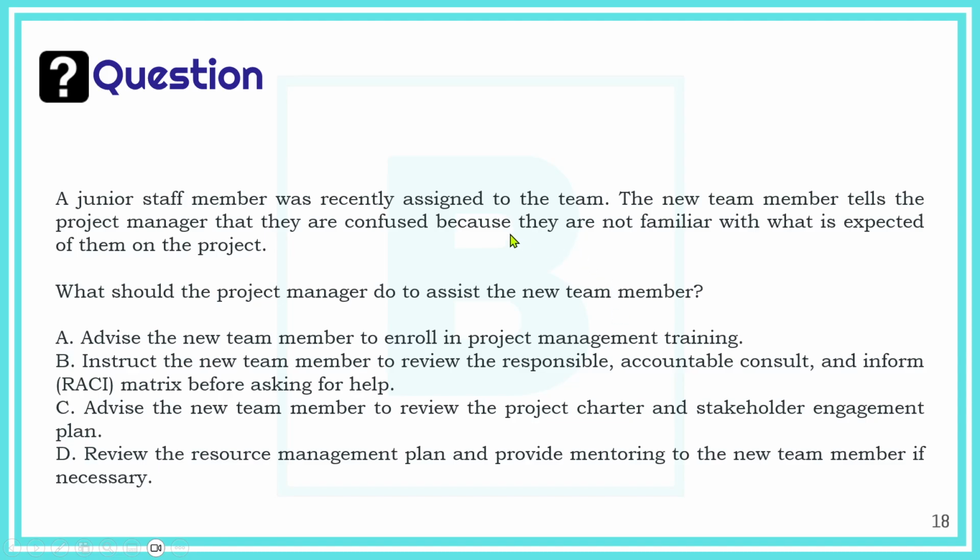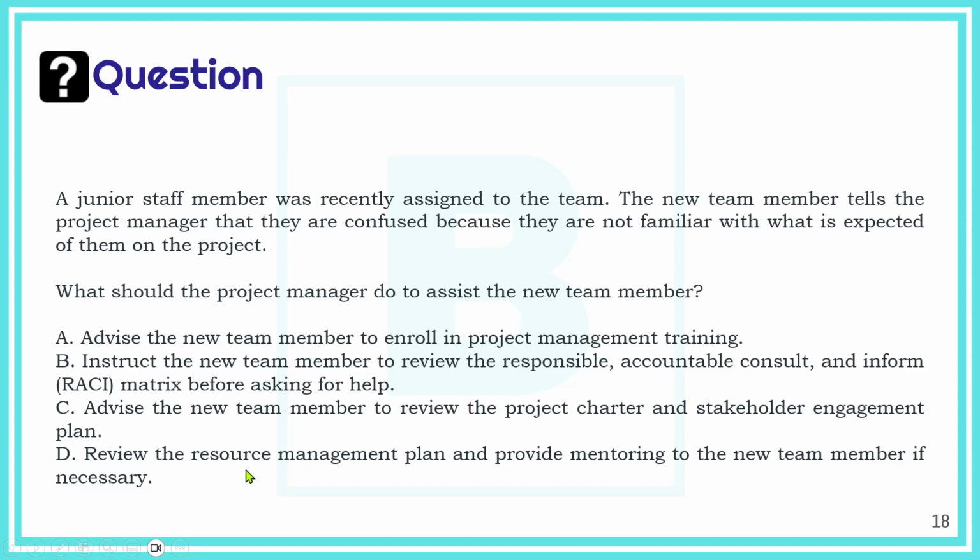Now, the new team member is confused about what is expected of them. Asking them to learn project management doesn't solve it. A is out. Instructing them to review the RACI before asking for help, that's really not appropriate, because that's like not taking any action. PMI wants you to take effective action, to implement an effective solution. Now, asking the team member to review the charter and stakeholder engagement plan, how would that explain to them what is expected of them in the project? That doesn't solve that at all. The charter doesn't have that information. Neither does the stakeholder engagement plan.